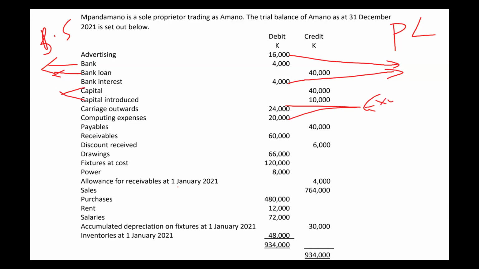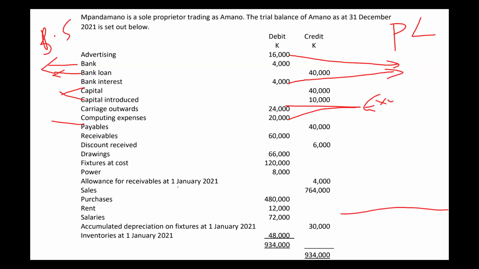What about payables and receivables? The payables go to the balance sheet and it's an expense. Okay, any correction to that? Yes, it goes to the balance sheet as a current liability. As a current liability.